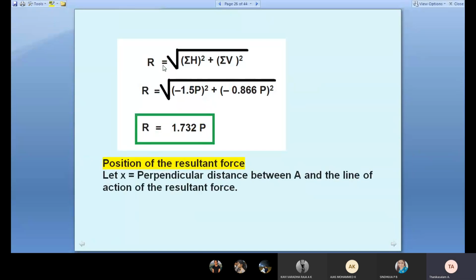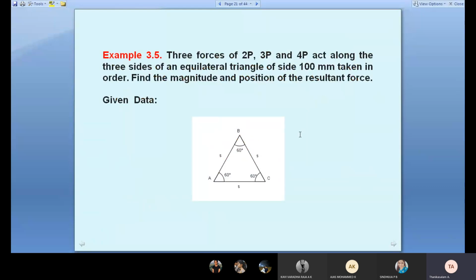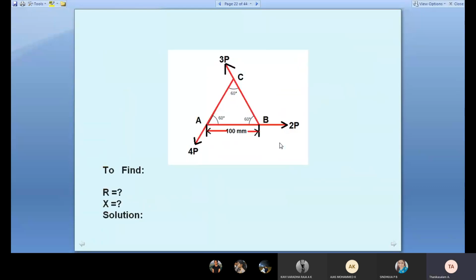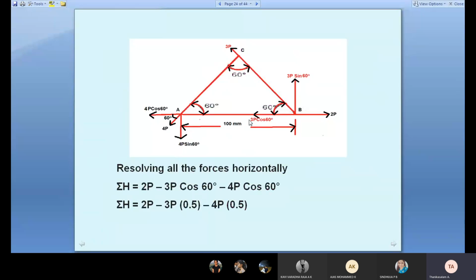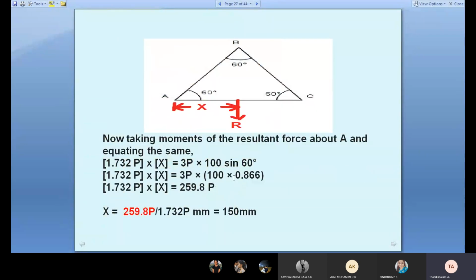Then the resultant force R equals the square root of summation H square plus summation V square. Finally we got the resultant equal to 1.732 P. They asked for the position of the resultant. So I calculated the resultant, and now I want to locate from point A where the resultant is acting. See here, from point A the resultant is acting downward.